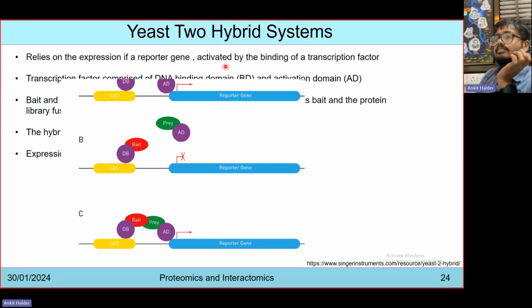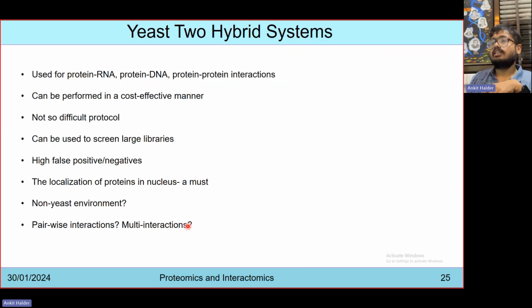So in this configuration, you have the genes with the binding domain and the activation domain, the bait, which is the query protein of interest, and the prey, which is a library of proteins. The reporter gene will be expressed only when these two interact. So with the expression of this gene, you can know whether the proteins have interacted or not.